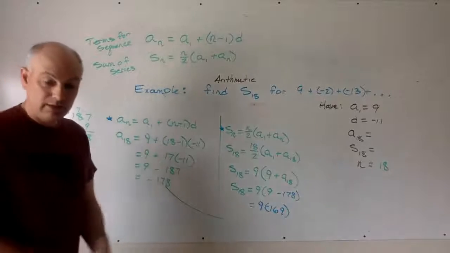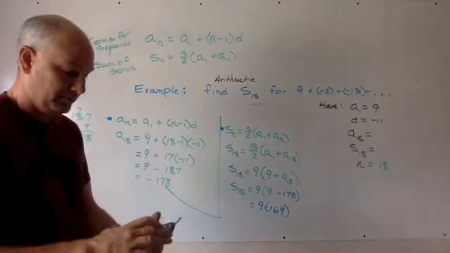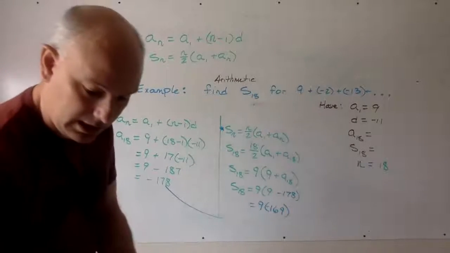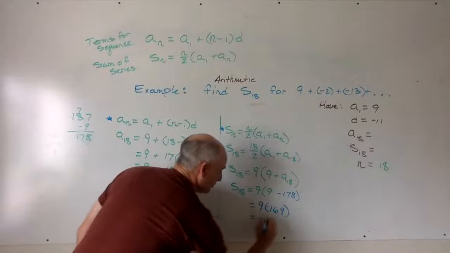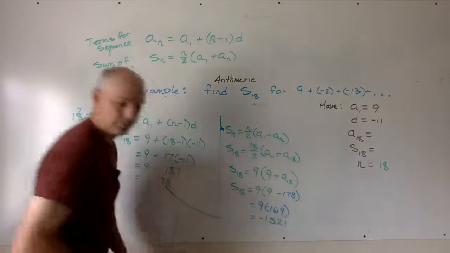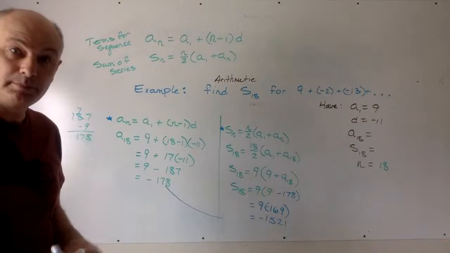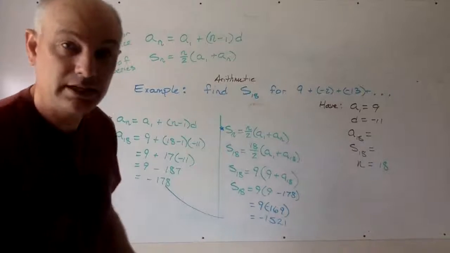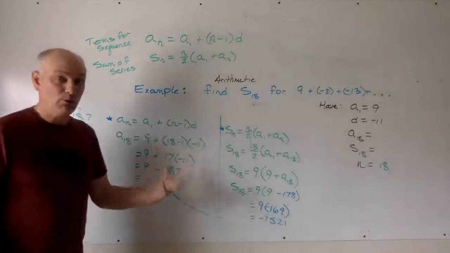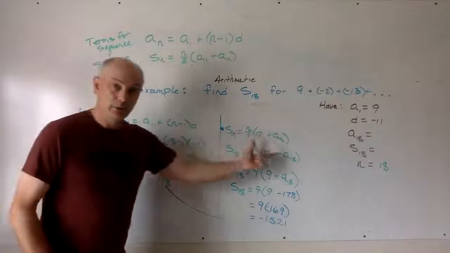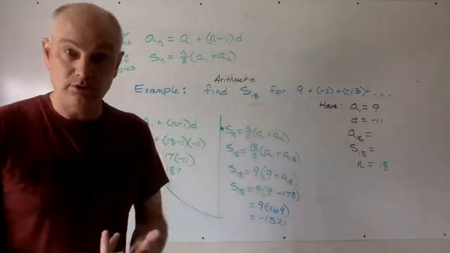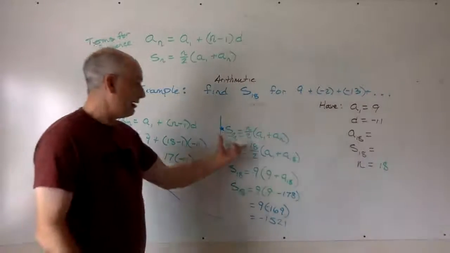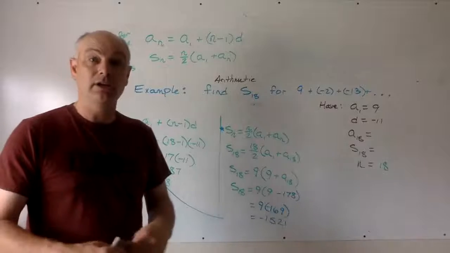So now we're just ready to do that final math. Save a little time here. 169 times 9. And we get a negative 1,521. So literally, everybody, anything you do off of this particular section will almost always involve using both of these formulas. The explicit rule for the arithmetic sequence, and now the formula for the sum of a partial arithmetic series.